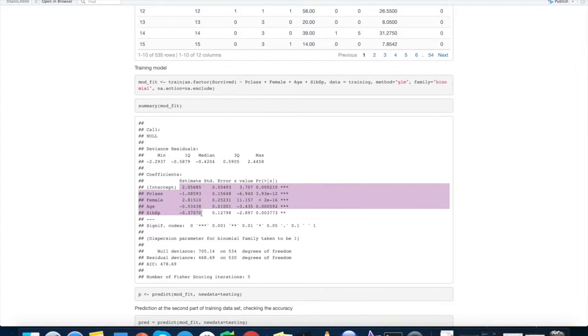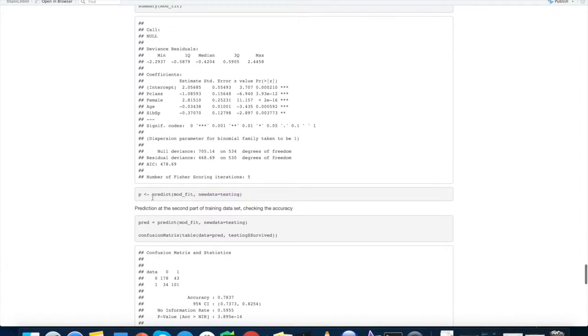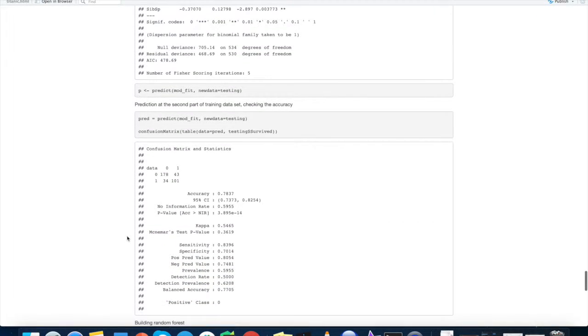Now, I will try to predict the outcome for each passenger in the second part of the data and compare the results using a confusion matrix. As you can see, we were right in 279 cases. The accuracy of such a prediction was 78.37%. Can we do better?